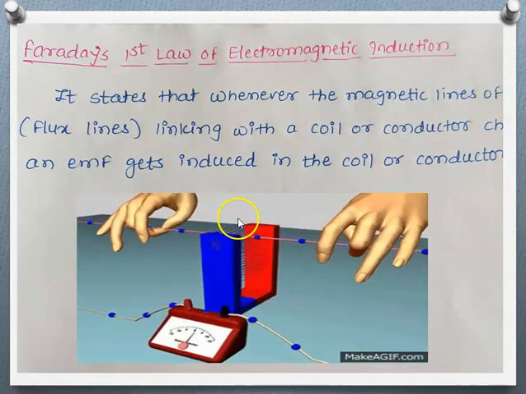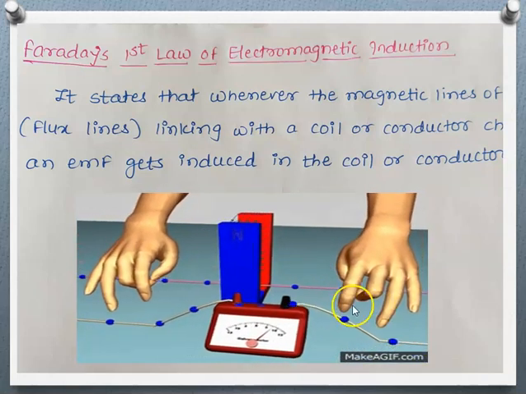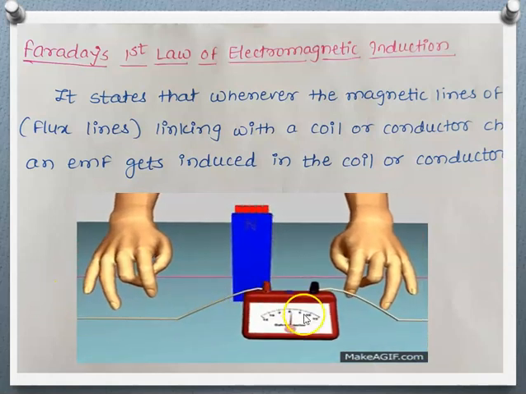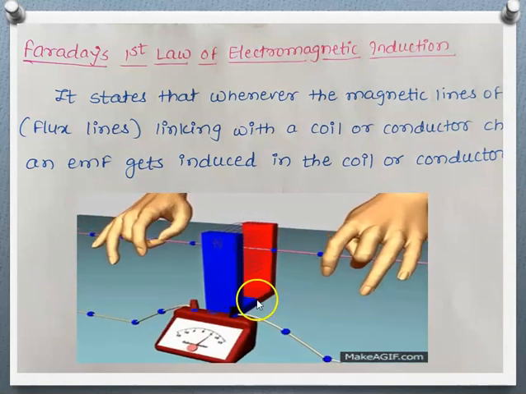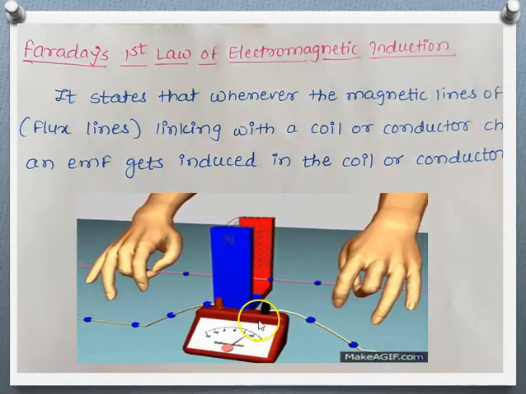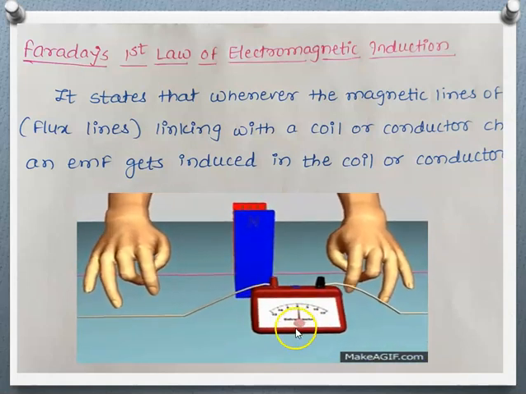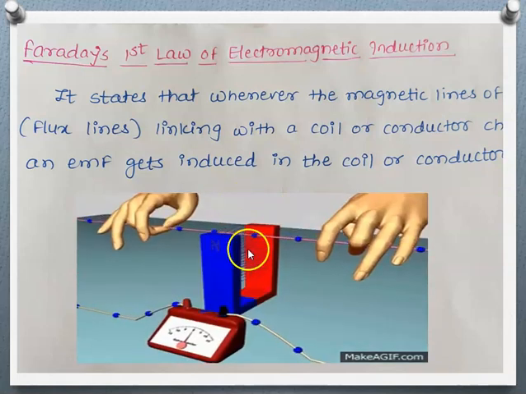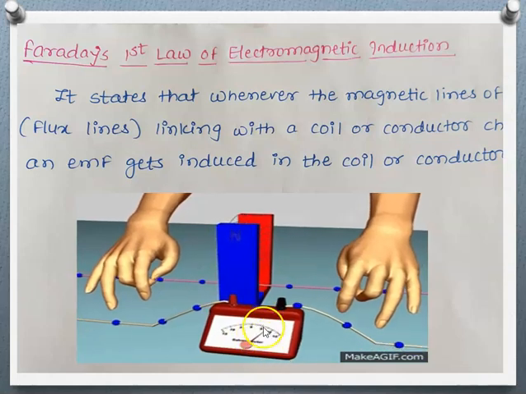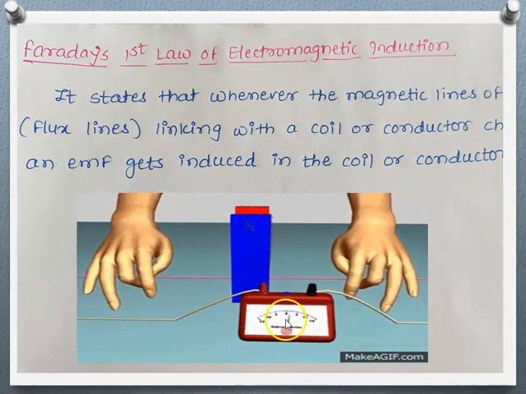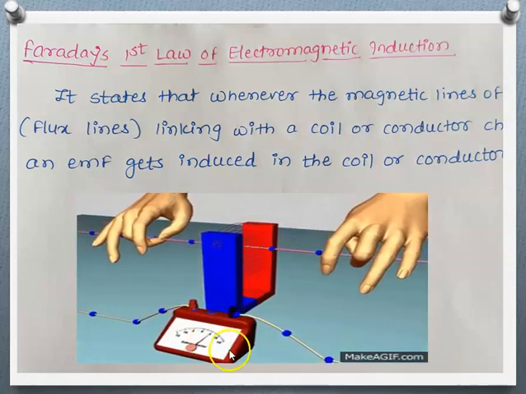The blue ones are the electrons which are flowing in this wire. And this is the galvanometer which shows the deflection if there is any voltage in the conductor. When this man is moving this conductor from top to bottom, what will happen? See here, the deflection of the galvanometer takes place. The pointer of the galvanometer is displacing in this right direction.